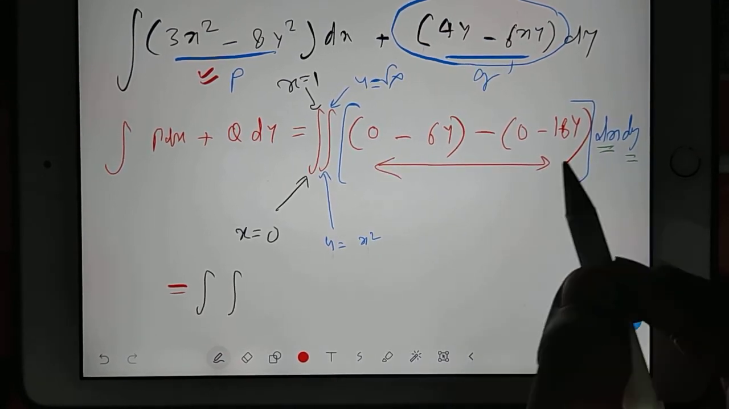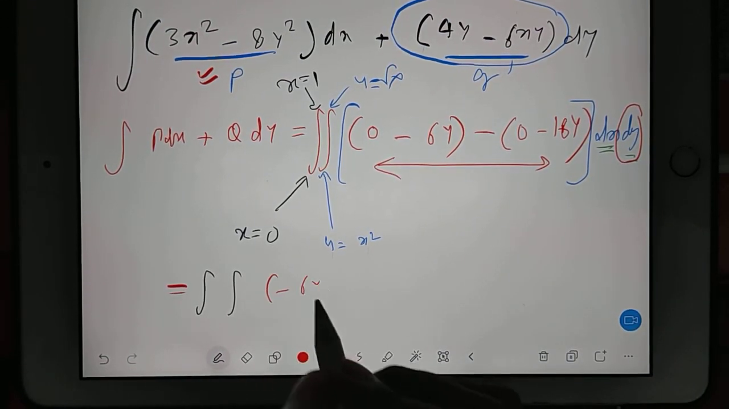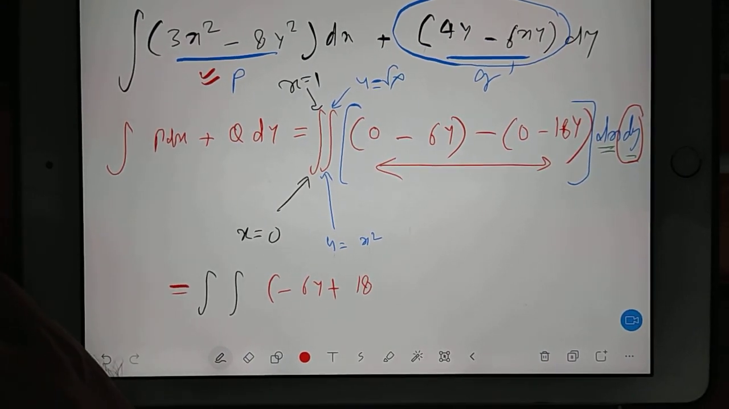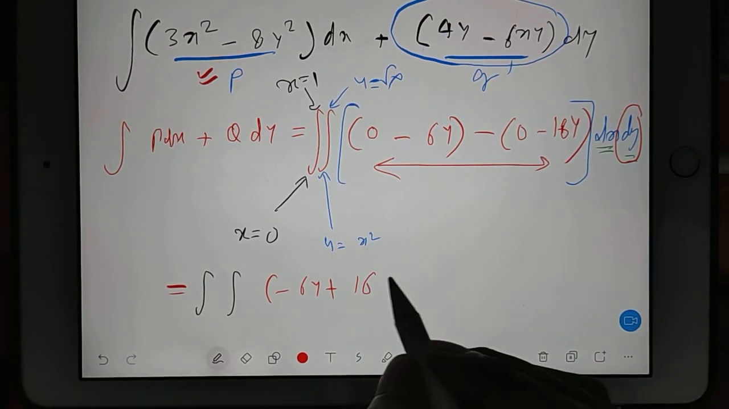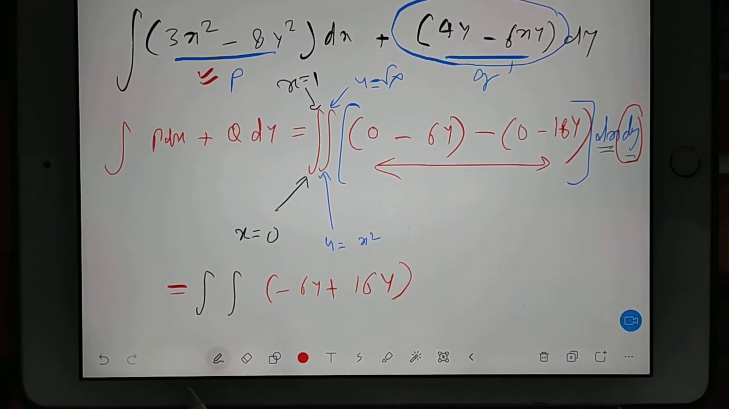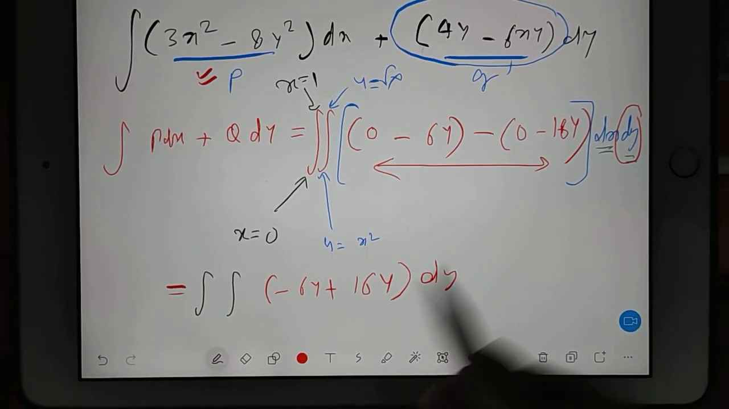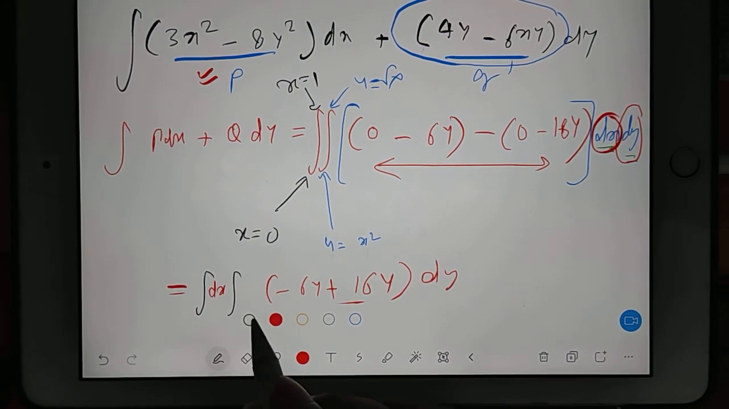Inside you have only y term. So keep y only, means minus 6y plus 18, that is 16y. Then you write dy here because here we have only y term, and the dx you send here. And don't be confused with the limits.